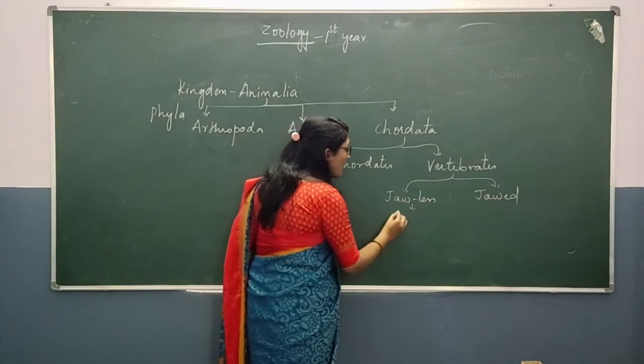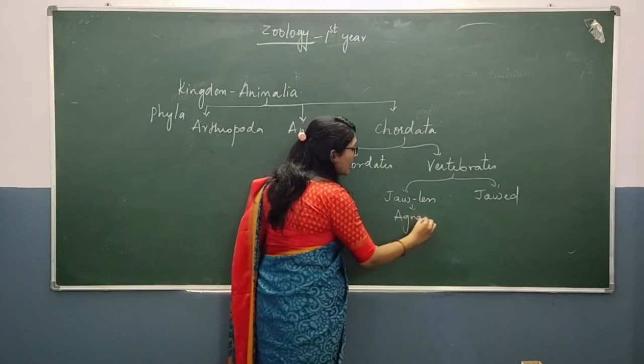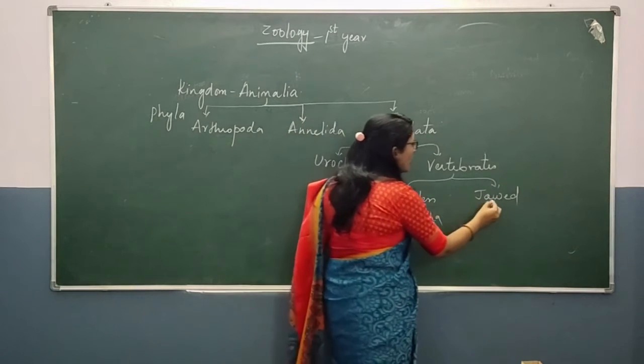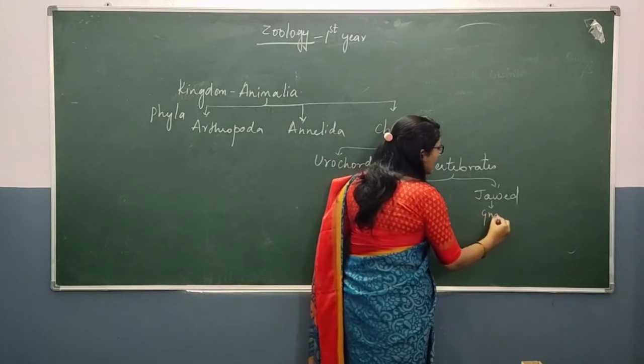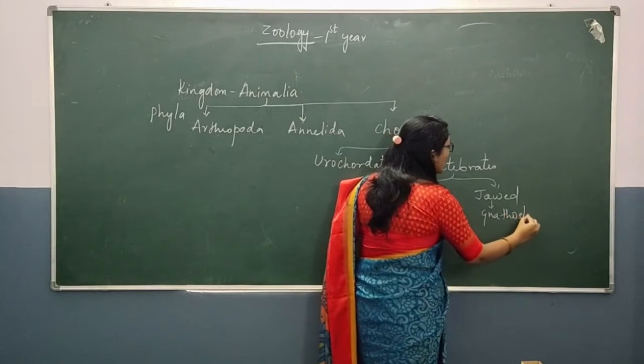Jawless organisms were called Agnatha and jawed organisms were called Gnathostomata.